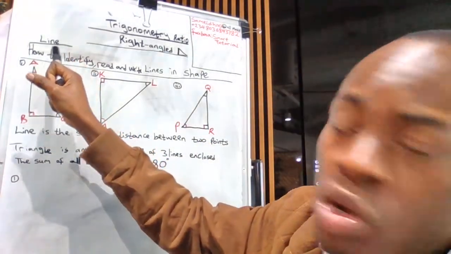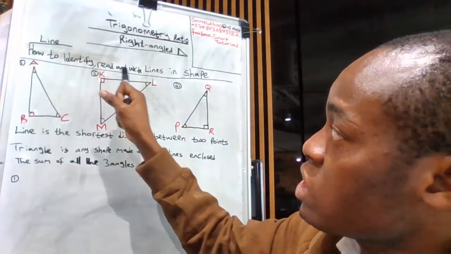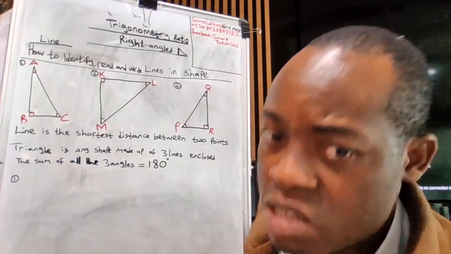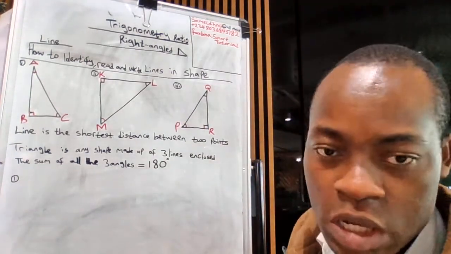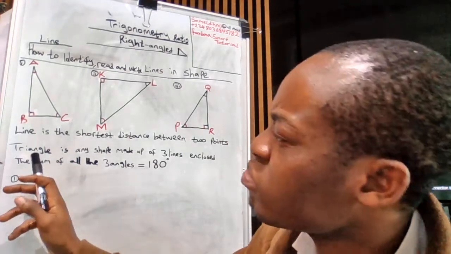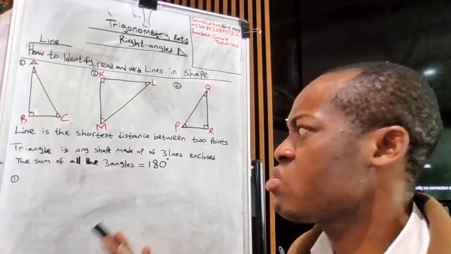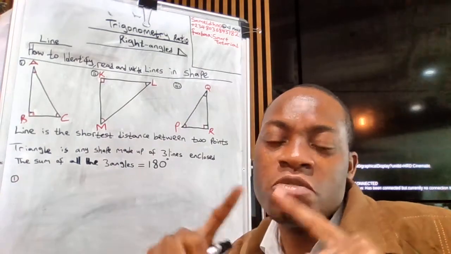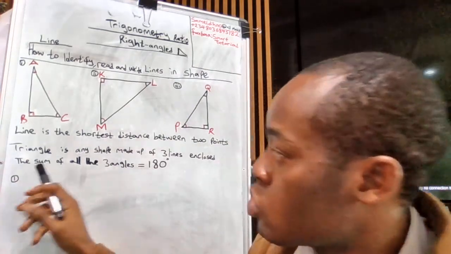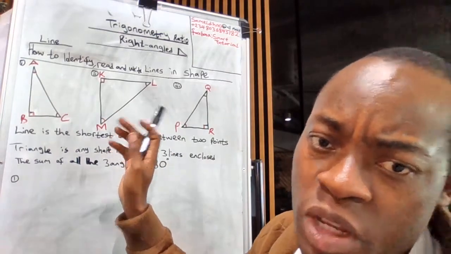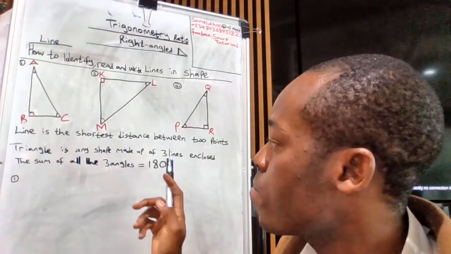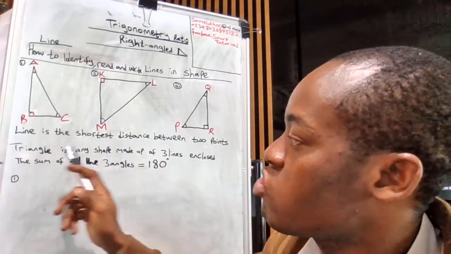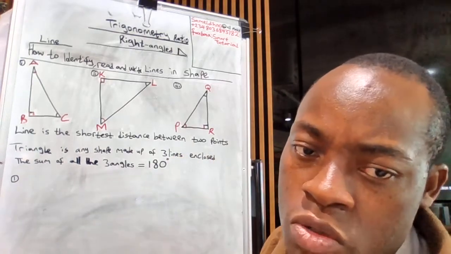So we are going to first look at how to identify line, how to read and write the lines in the shape. First, what is line? Line is the shortest distance between 2 points, in your intro tech in the junior section. Also, what is triangle? Triangle is any shape made up of 3 lines enclosed. They must be closed. If the 3 lines are not closed, they are not triangle. Also in any triangle, the sum of the 3 angles is 180 degree. And the triangle is made up of 3 lines, 3 angles.